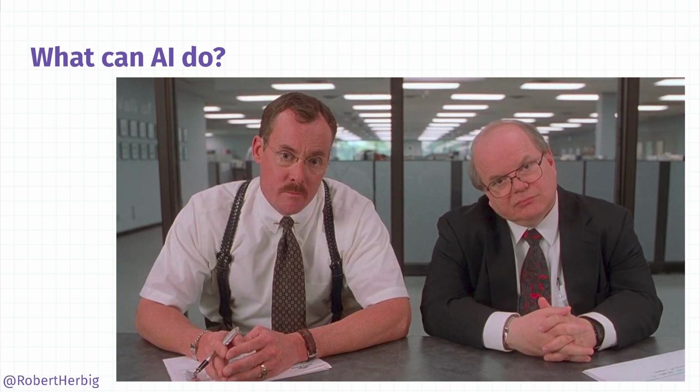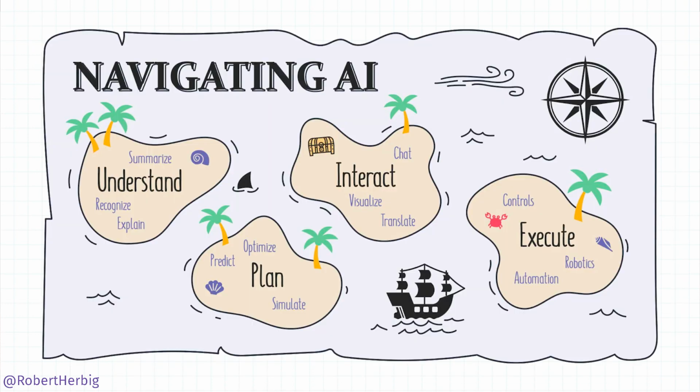And so I wanted to show a tool that we use to communicate with our customers and also to educate those in our company about what AI can do. So navigating AI, we like this island metaphor. There's a couple sharks in there. There might be dragons off to the corner somewhere. But principally, AI can do a couple of things. It can understand.